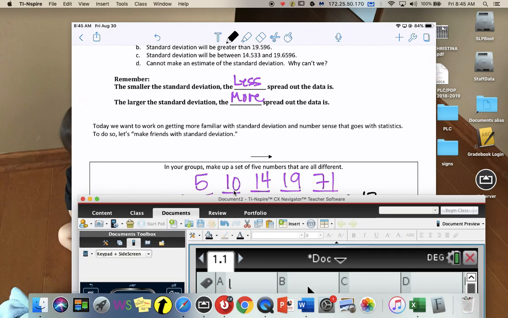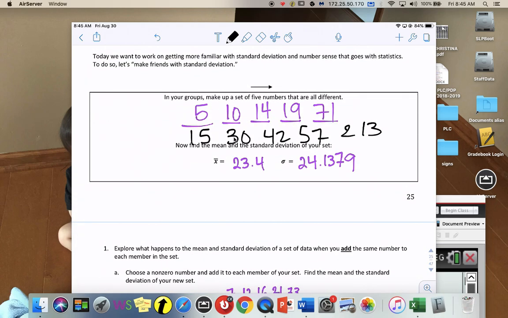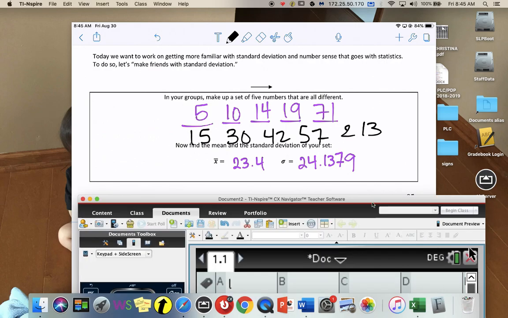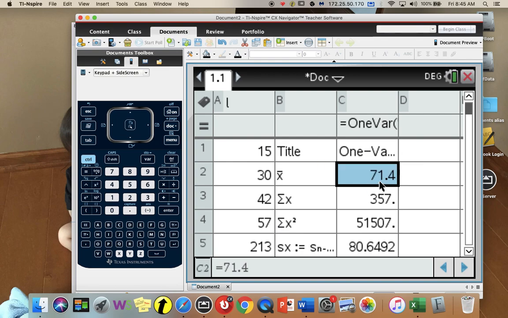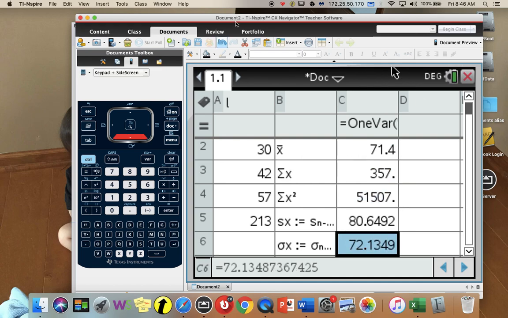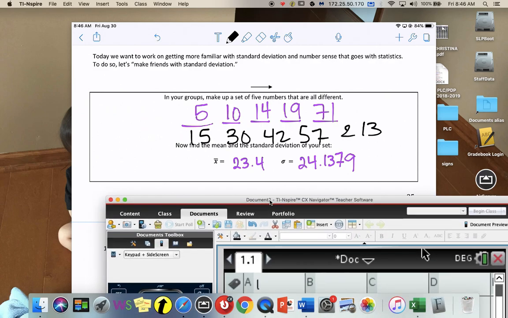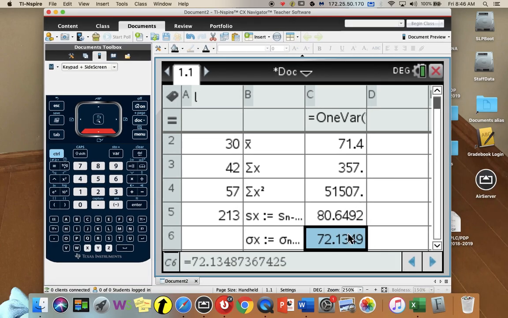And the first average, oh, there it is, 23.4. 23.4 times 3 is about 70.2. Yep, okay, so that's tripled. How about the standard deviation? Did it triple? Okay, so our standard deviation, this one. Okay, so our first one was 24.1379 times 3. And yep, it does also triple.